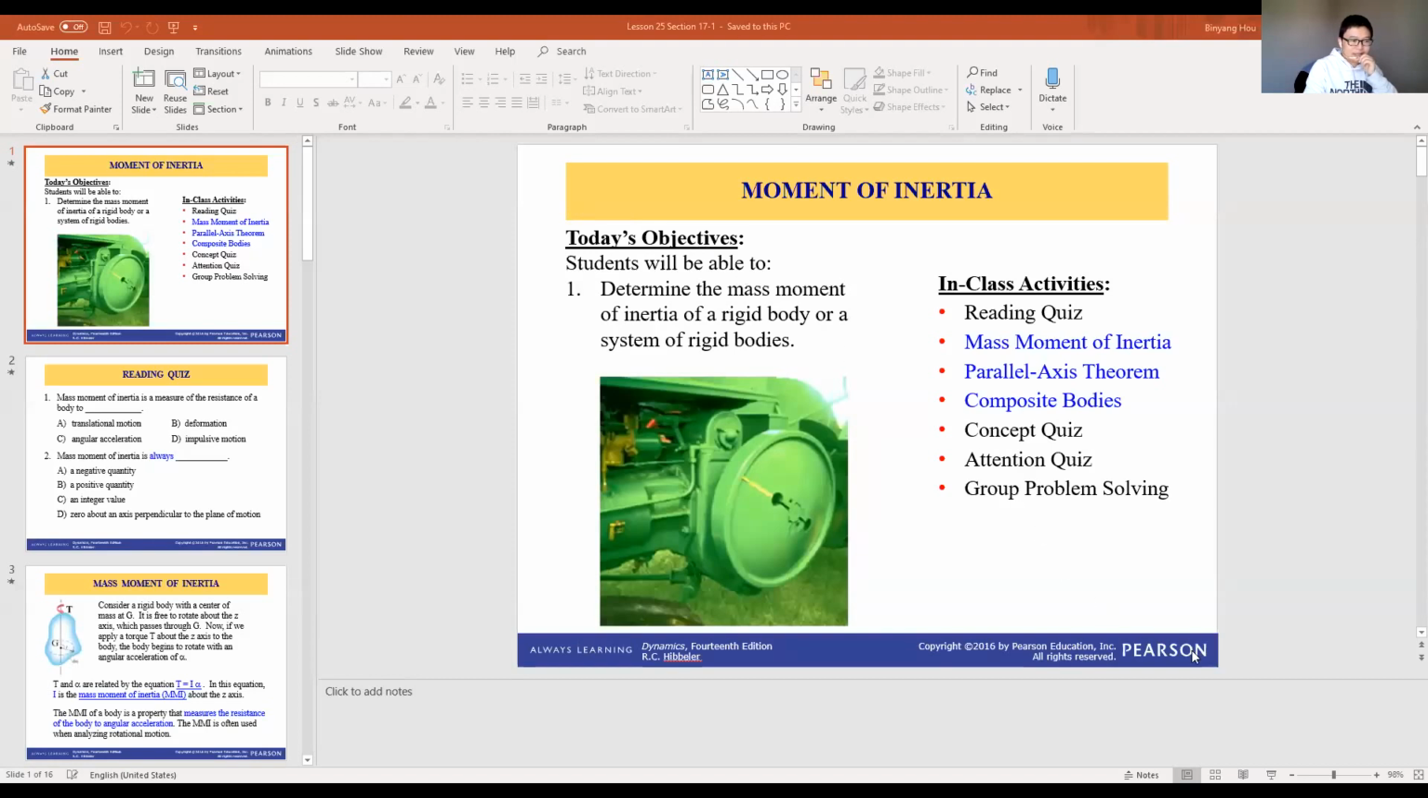If not, let's get to the lecture part of the day. We'll be looking at chapter 17 here. Today we'll be just talking about the first section of the chapter, on moment of inertia. We'll take a few examples and then also a few quizzes so that we can be familiar with how to determine the moment of inertia of a rigid body. The usual stuff: reading quiz, lecture, and then small quizzes, and at the end, if we still have time, we can look at group problem solving.